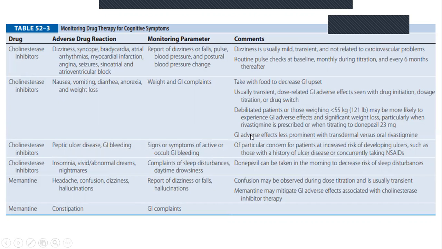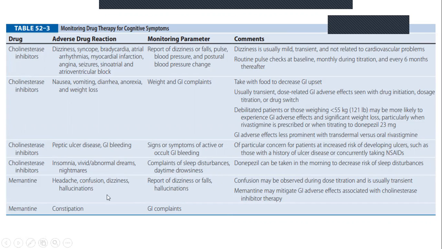If it is there, we have to ask the history of ulcer disease or whether he is taking any NSAIDs. And insomnia, vivid or abnormal dreams or nightmares: if the patient is complaining of these things, at that time we can give this donepezil. Usually we give it at night time, but in those conditions we can give it in the morning to decrease the risk of sleep disturbances.